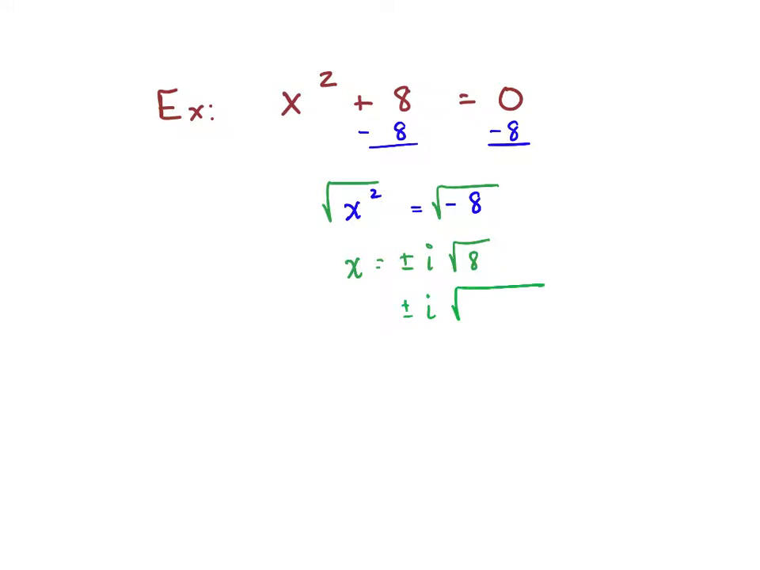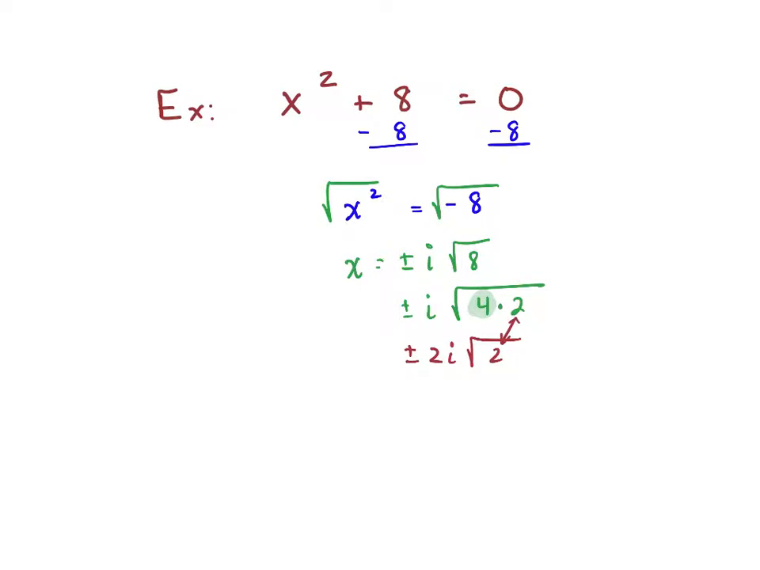Square root of 8, we're going to think of that as 4 times 2. We want to think of it as 4 times 2 because I can square root 4. Square root of 4 is just 2, so that 2 pops out, gets multiplied by the i, and then that other 2 stays in there. That 2 is not a perfect square, so we just leave it.